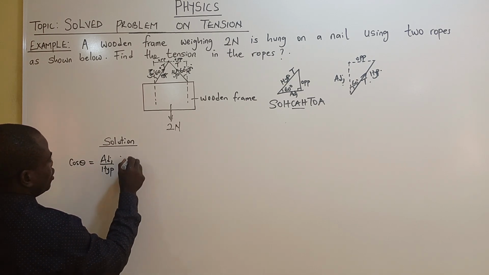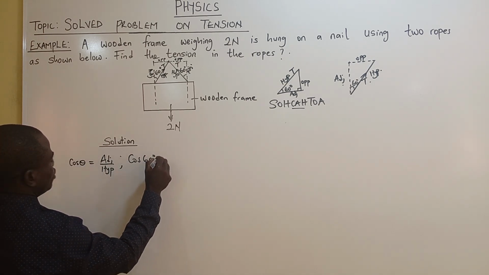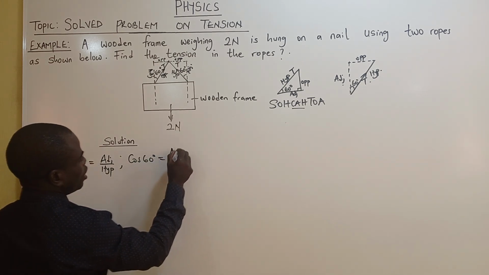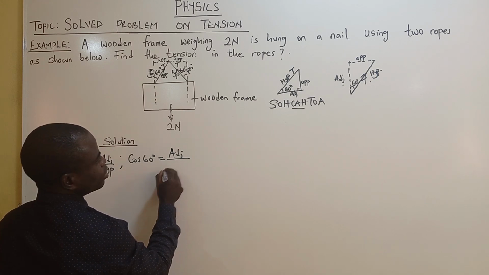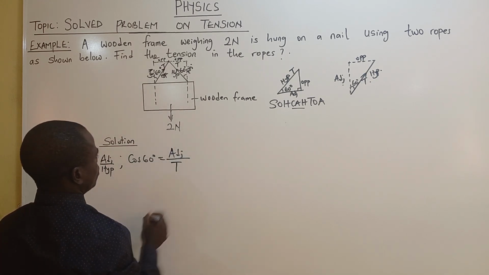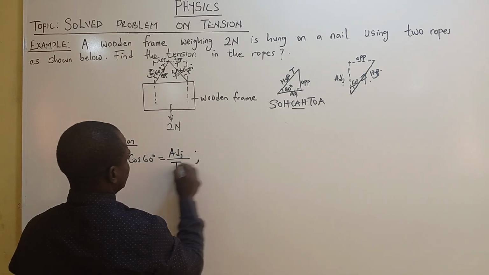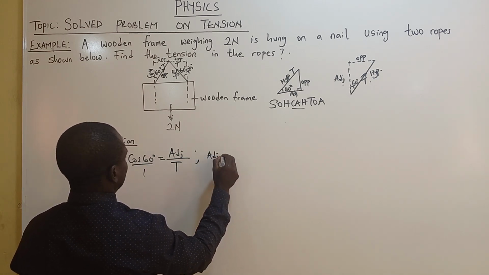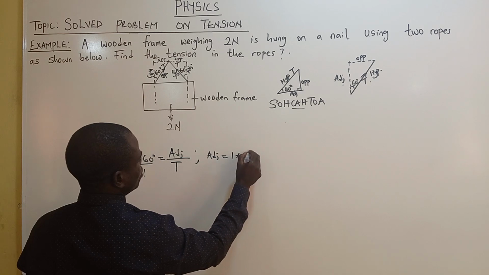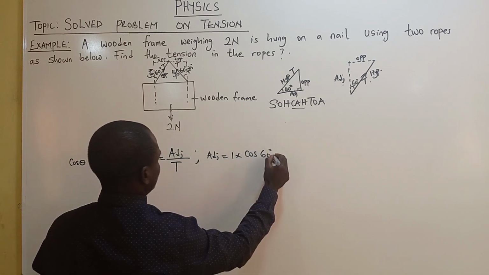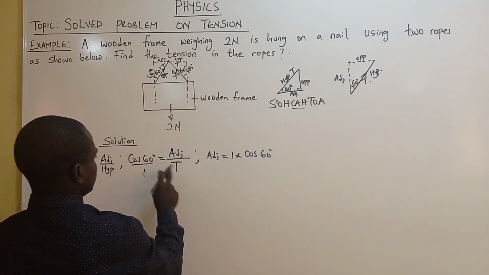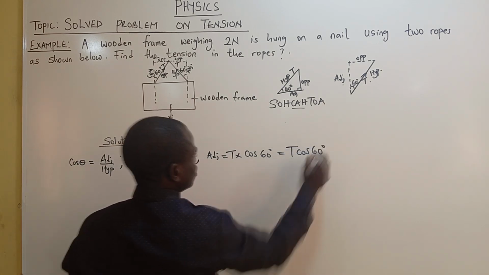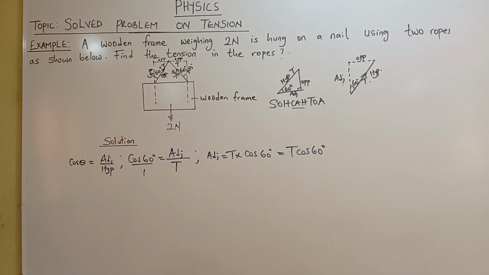In that case, what's our theta? 60. Cos 60 degree equals, what's our adjacent, that's what we need, over the hypotenuse, which is taken as tension T. You cross multiply this over 1. You have adjacent equals 1 times T cos 60 degree, which is T cos 60 degree for the adjacent.